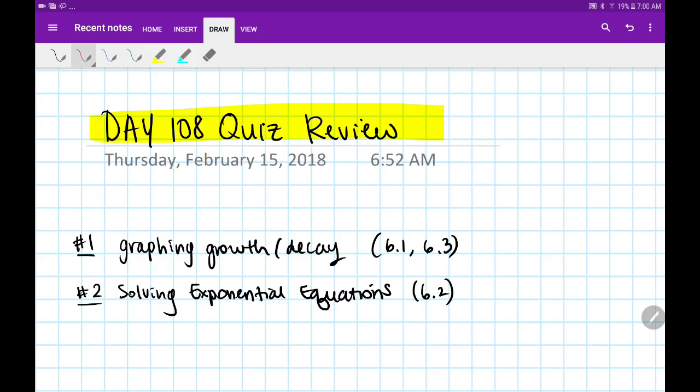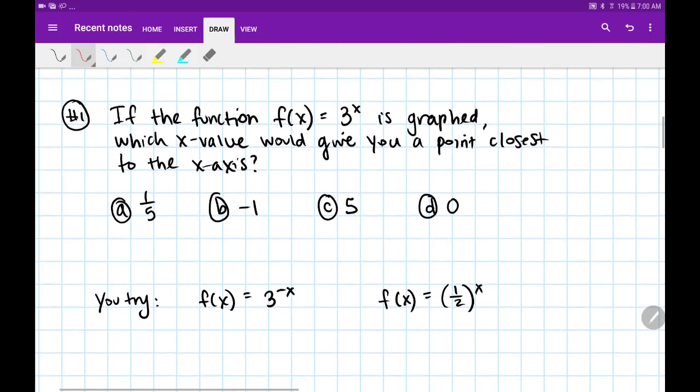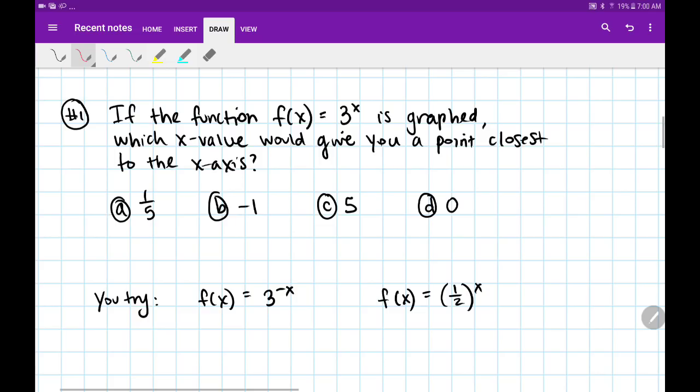Okay, the two skills we're going to practice are graphing growth and decay functions and then solving exponential equations. Today you'll be allowed to use your notebooks for your quiz. So one of the questions that you'll see looks something like this.